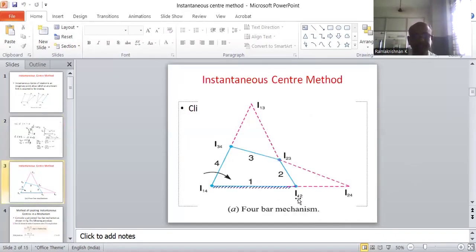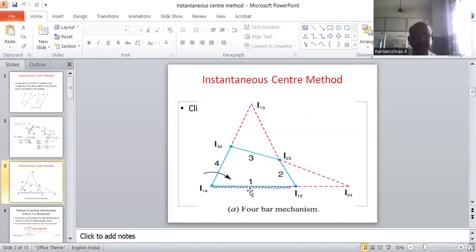Now let's consider the four-bar link, where link one is fixed. There are three types of instantaneous center. One is the fixed permanent instantaneous center. Second is the fixed instantaneous center. Third is the neither fixed nor permanent instantaneous center.